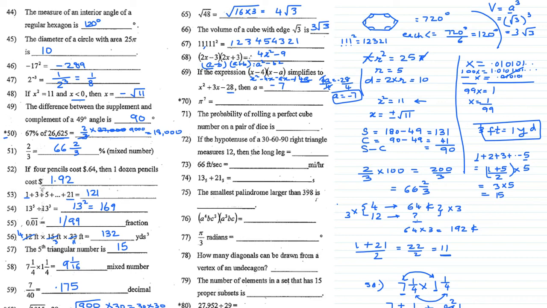Question 70. What is the value of pi to the power 7? So the expectation over here is that you memorize the values of pi from pi to the power 1 all the way to pi to the power 10. That way you can save time in the test. So pi to the power 7 is equal to approximately 3000.